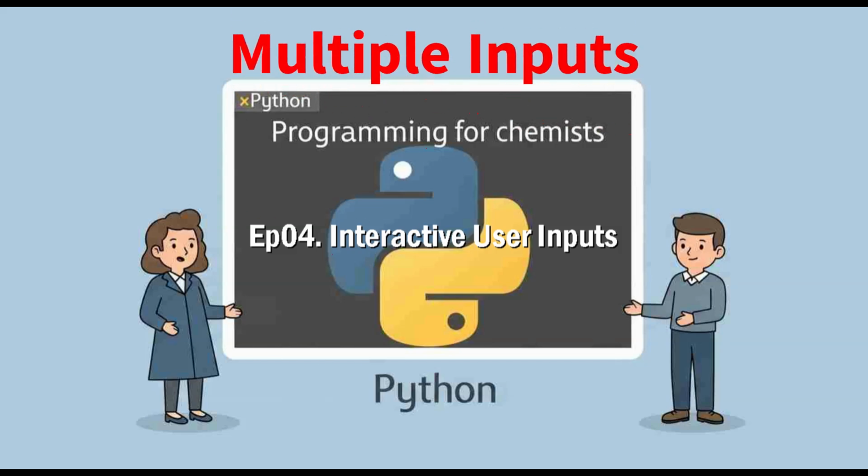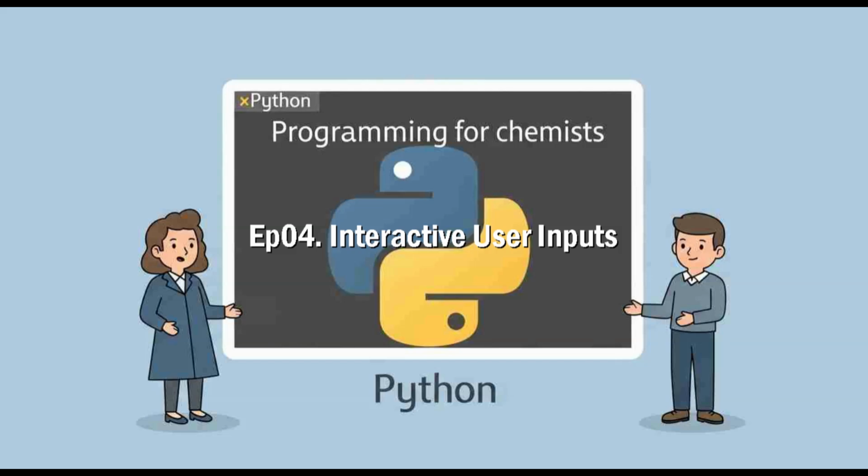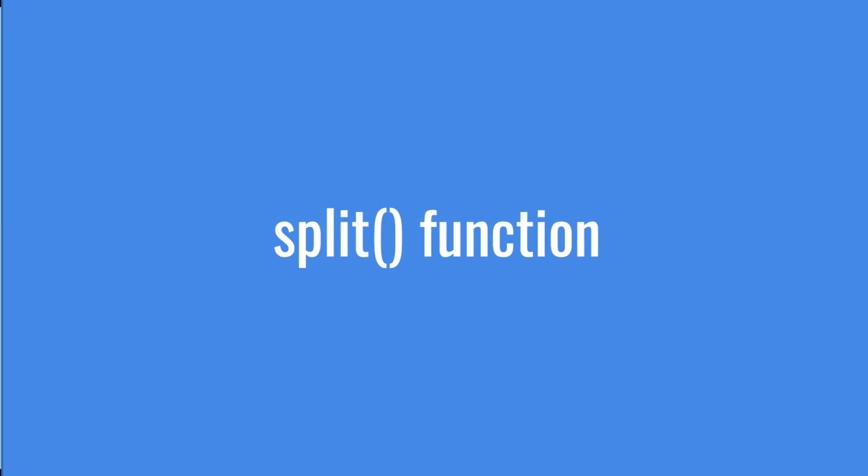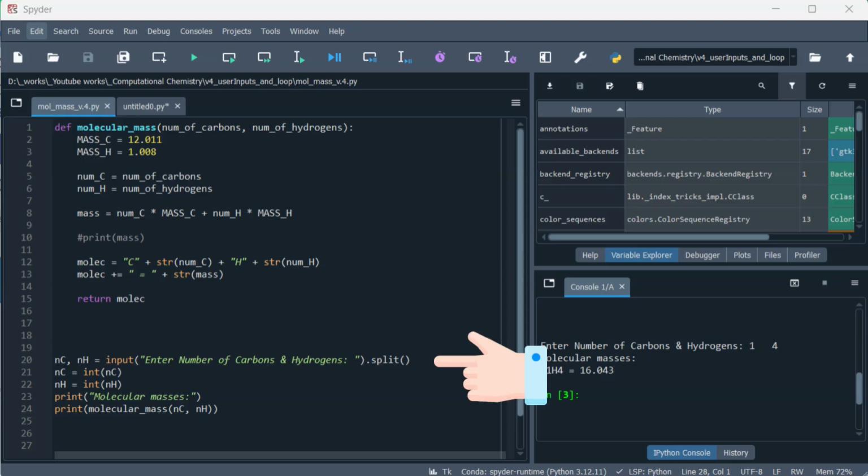What if you want to enter both numbers on a single line? Python can do this by entering values separated by spaces and then using the split function to assign them to separate variables. We can modify our script to look like this. NC, NH = input('Enter number of carbons and hydrogens').split(), NC = int(NC), NH = int(NH). Print molecular masses, print molecular_mass(NC, NH).